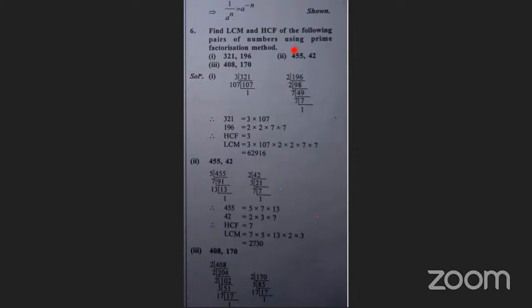Prime factorization method, which you already know, means we have to divide by prime factors. Question number 1 I already discussed during the class work. Questions 2 and 3 were homework. Now, as I discussed already, I don't want to repeat it again. You solve question number 3, where we have to find the LCM and HCF of 408 and 170, and I will observe. Everyone, quickly.